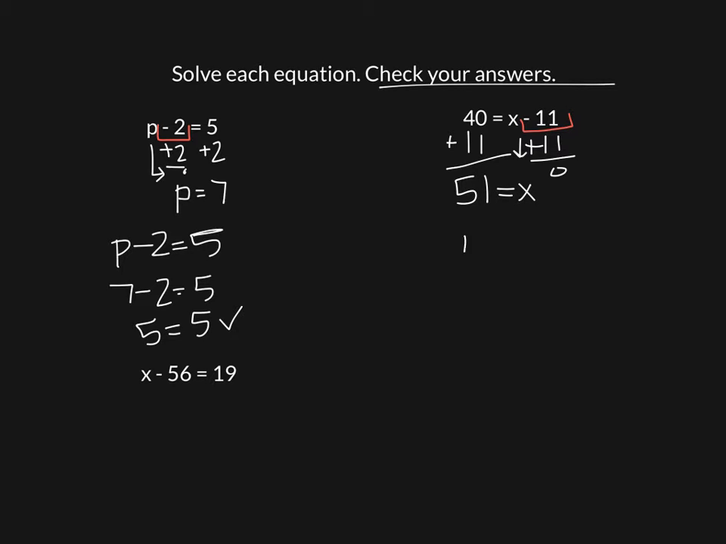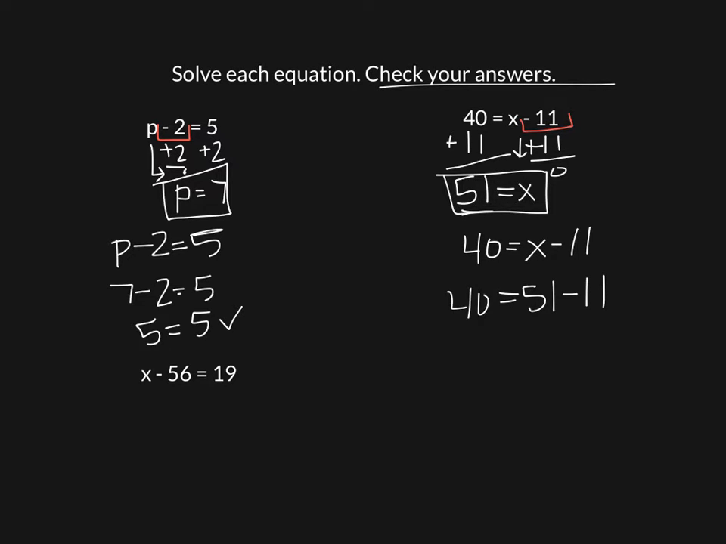So now I write down my original equation, 40 equals x minus 11. Instead of x, I'm going to put my 51 in there. Oh, I better box these. Okay, so I do 51 minus 11 equals 40. 51 minus 11 would be 40 equals 40. Check out.